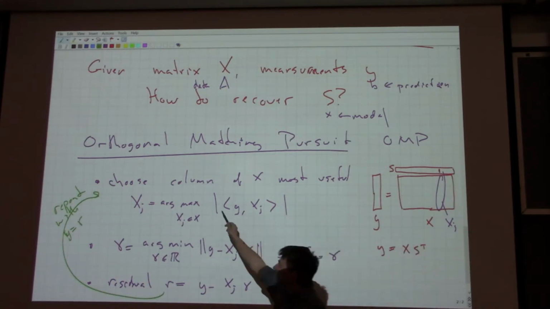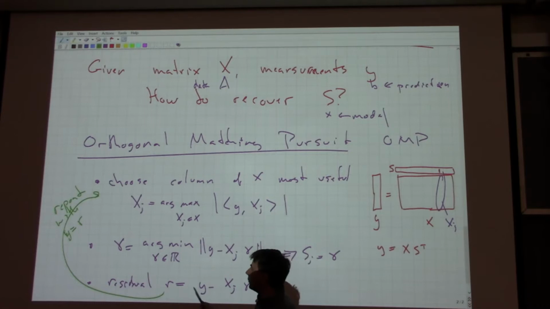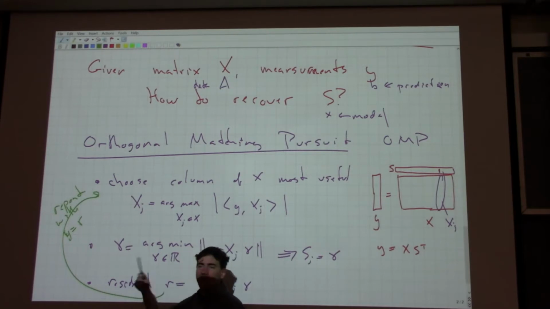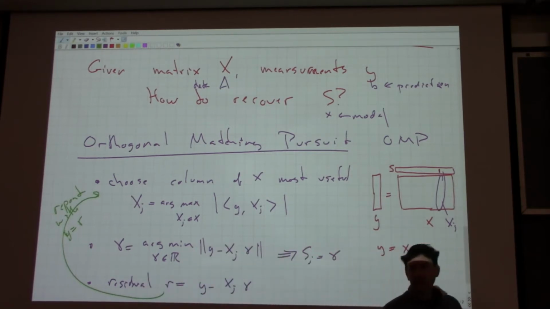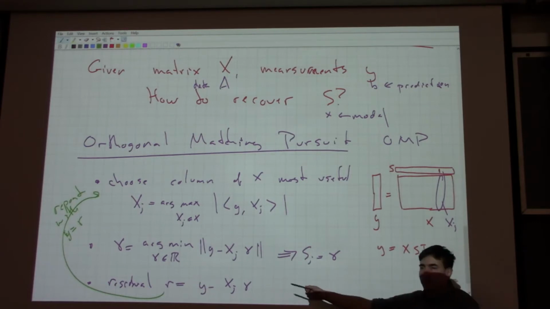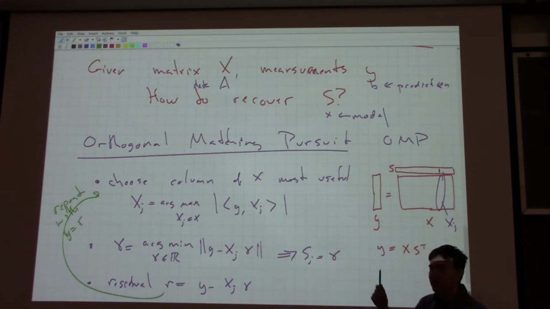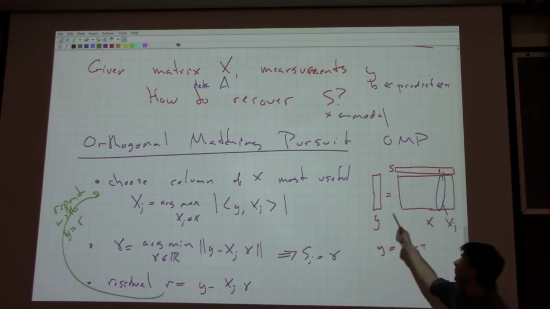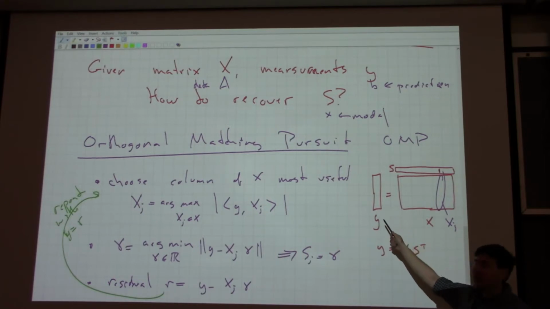Okay, so now I'm going to go back here and again choose the best column, but instead of using the original y, because I'd get back the same column again, I'm going to use r, everything that hasn't been explained yet. Then I'm just going to repeat this until I've explained as much of what was in y as possible. This residual goes to 0. Eventually, if I choose all the correct bits, then this residual is going to be all zeros, because I've explained all of the values in y with the proper bits in s. And at that point, I'm done.